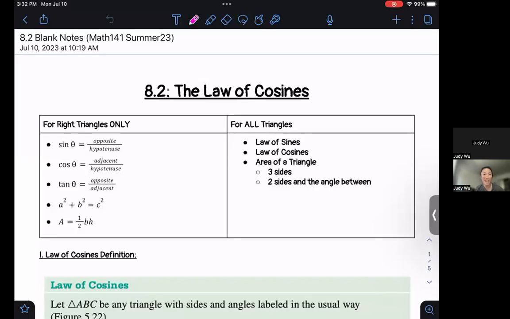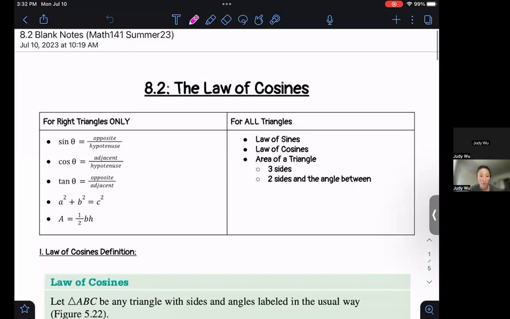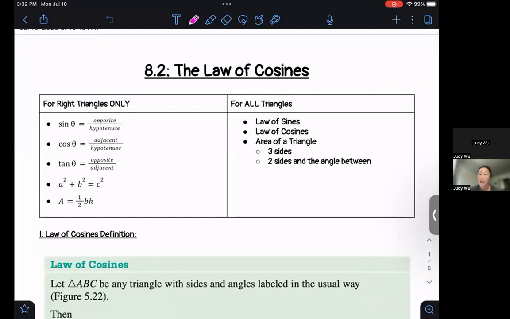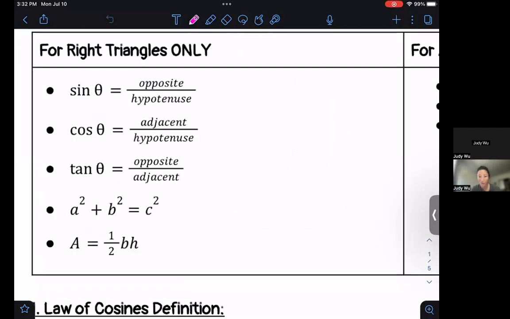Hi folks, welcome to 8.2, the law of cosines. In this video, we're going to take a look at what the law of cosines is. And if you haven't watched 8.1 yet, where we talk about the law of sines, you should definitely do that first. But let's start off with what we know.